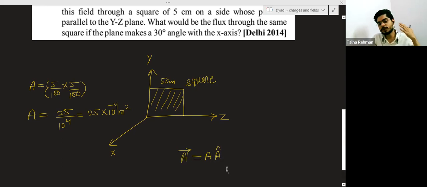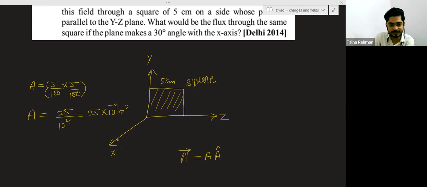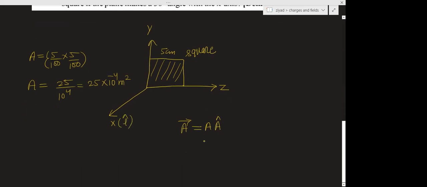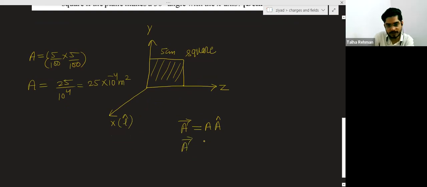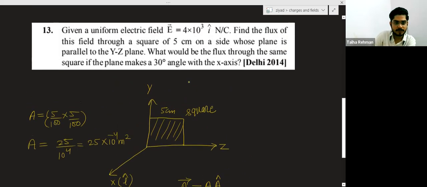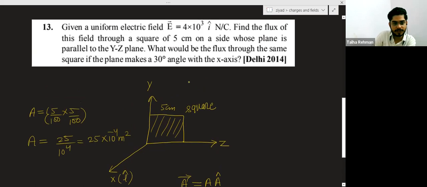What is the meaning of unit vector? I have told you, if your area is in the yz plane, then the unit vector will be along the x-axis. And what is the unit vector along the x-axis? It is i cap. So for the area vector, you can just write the magnitude first, means A, and i cap. This is your area vector. And the electric field is given simply, so you will apply this formula: phi is equal to E dot A.